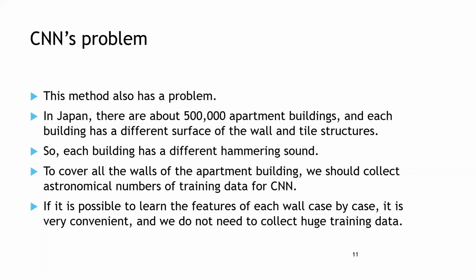In Japan, there are about 500,000 apartment buildings, and each building has a different surface of the wall and tile structures. So each building has a different hammering sound. To cover all the walls of the apartment buildings, we should collect astronomical numbers of training data for CNN. If it is possible to learn the features of each wall case by case, it is very convenient and we do not need to collect huge training data.